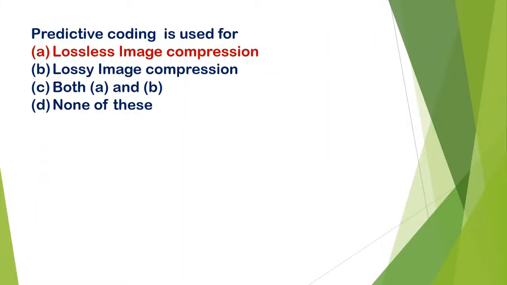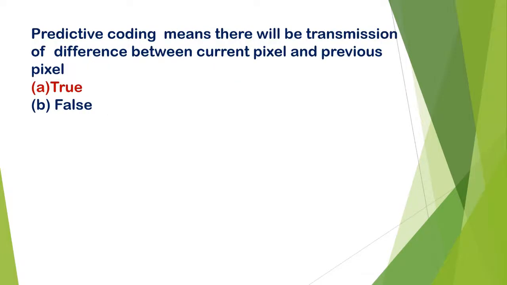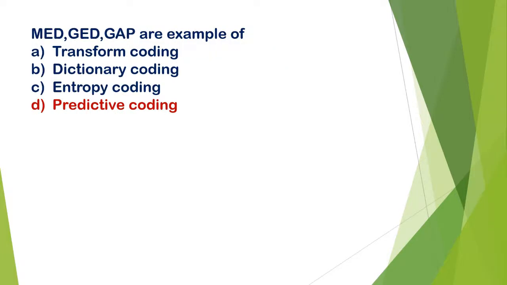Predictive coding is used for A. Lossless image compression, B. Lossy image compression, C. Both A and B, and D. None of these, and the correct option is A, lossless image compression. Predictive coding means there will be transmission of the difference between the current pixel and the previous pixel. A. True, B. False, and the correct option is A, true.